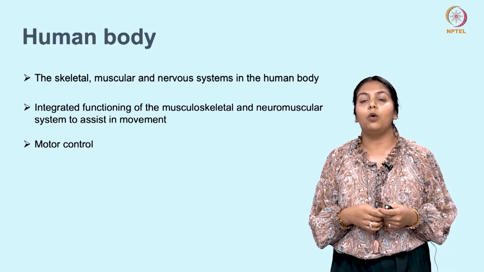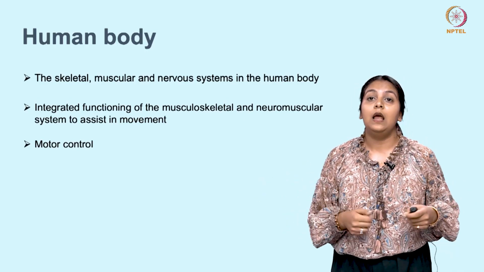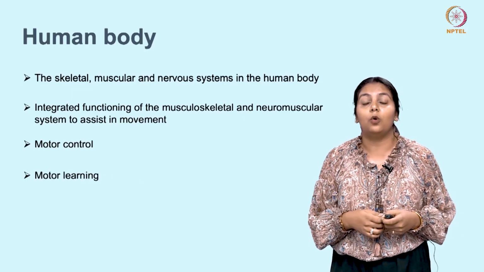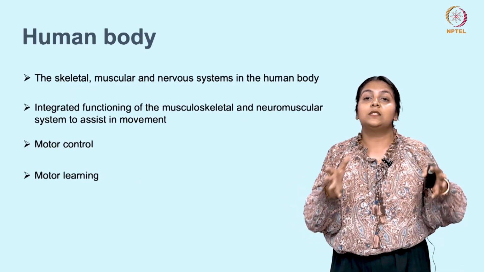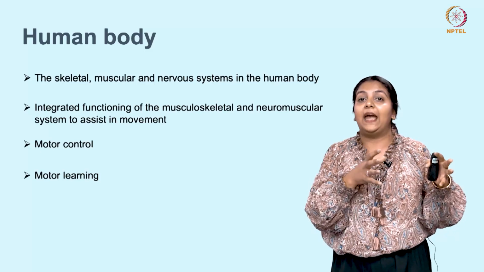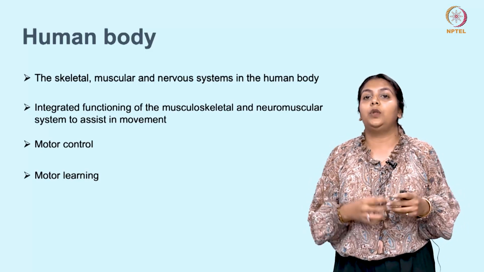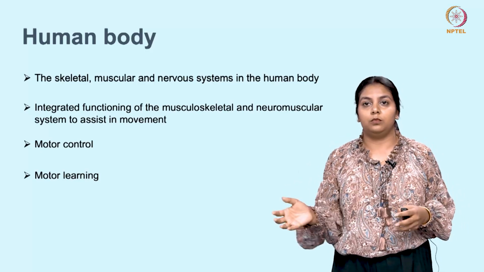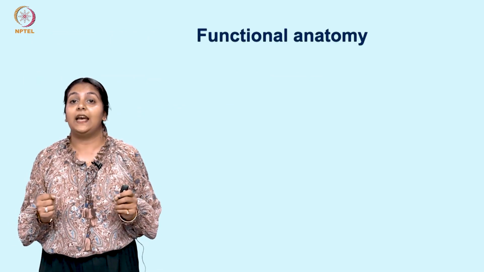So we'll be looking at all of that under motor control, and motor learning will also be looking at these motor skills or the motor areas in the brain, how do they coordinate to produce movement. Further moving on to module 3, we'll be looking at functional anatomy.